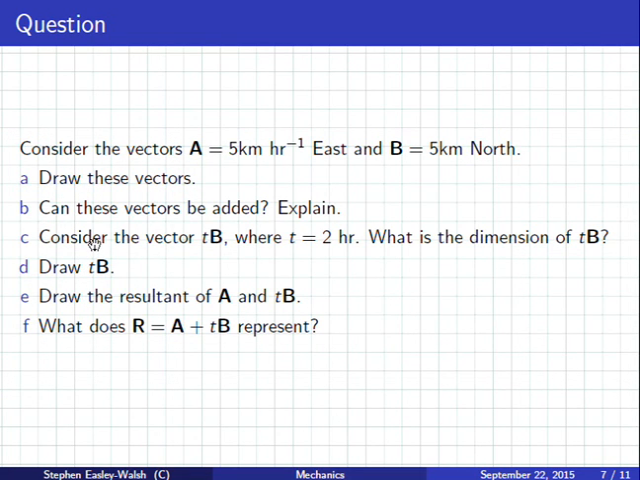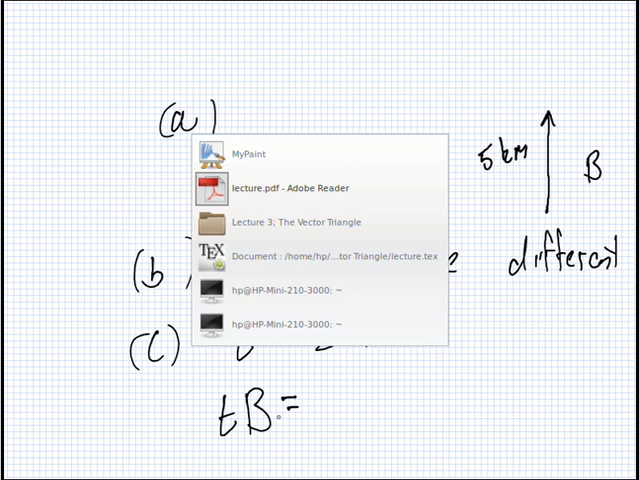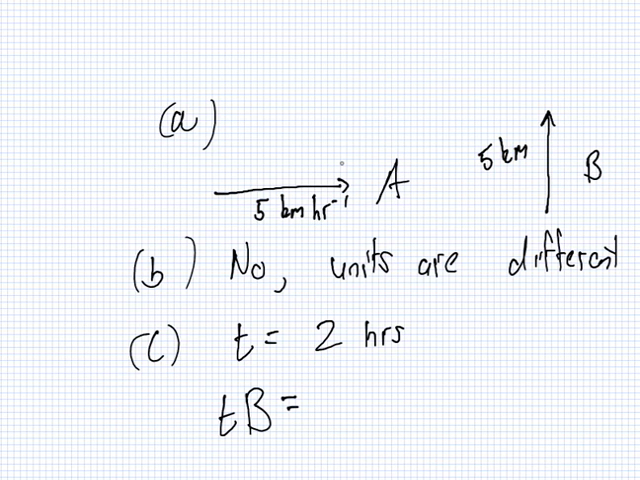So, I want the vector TB. What is the dimension of TB? And T is 2 hours. So here, T equals 2 hours. And I want to know what is TB. Yeah, TB. And you know what? I think I just screwed something up here. Sorry. There's a mistake in my question. I meant to put the per hours on the B. So please make that change. The unit is the wrong way around. I want the B to be kilometers per hour. Okay, so please make that change.